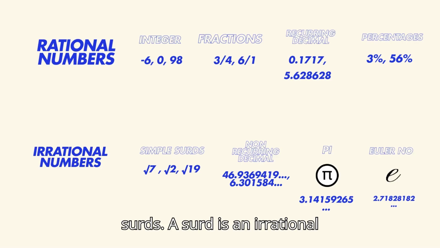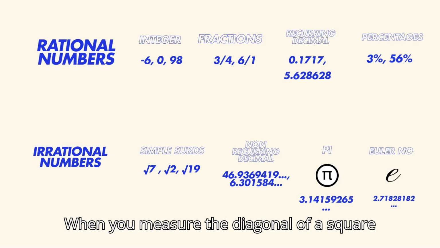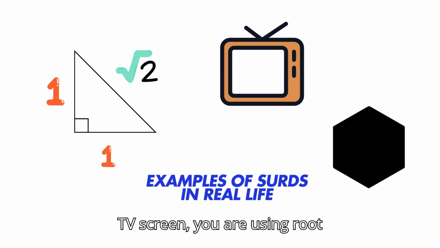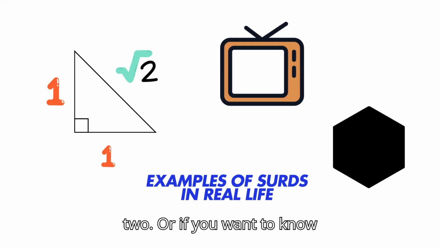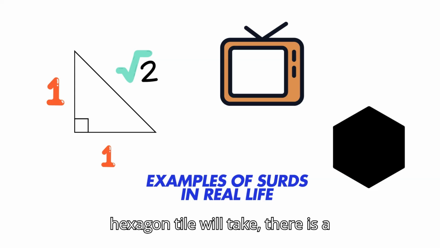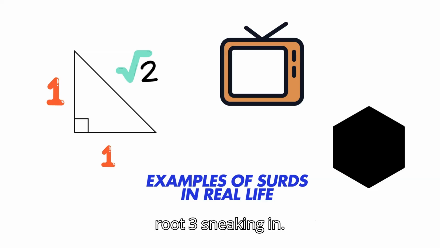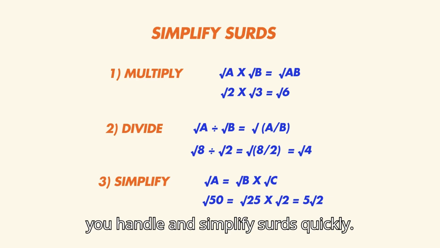A surd is an irrational number. When you measure the diagonal of a square TV screen, you are using root 2. Or if you want to know how much space a hexagon tile will take, there is a root 3 sneaking in. These rules are like shortcuts. They help you handle and simplify surds quickly.